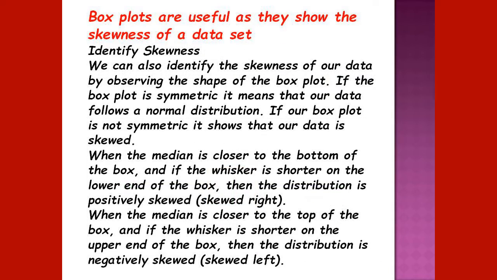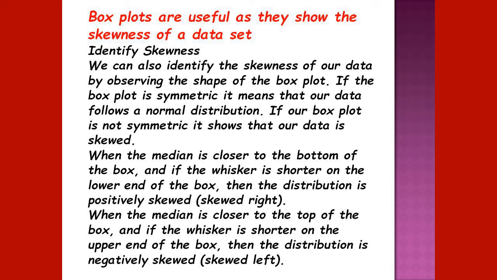Box plots are useful as they show the skewness of a data set. We can also identify the skewness of our data by observing the shape of the box plot. If the box plot is symmetric, it means that our data follow a normal distribution. If our box plot is not symmetric, it shows that our data is skewed. When the median is closer to the bottom of the box and the whisker is shorter on the lower end of the box, then the distribution is positively skewed or skewed right.